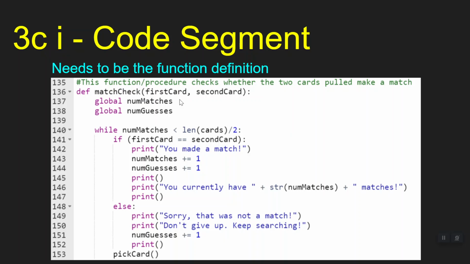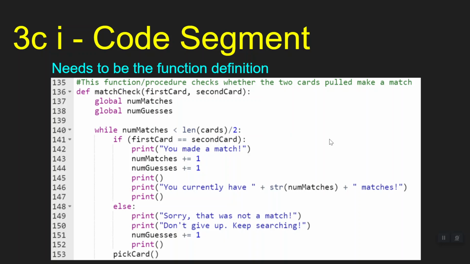I've got my two parameters, first card and second card. And then down here, I've got my while loop, and then I've got my selection right here. So I clearly have iteration, selection, as well as plenty of sequencing happening here as well.